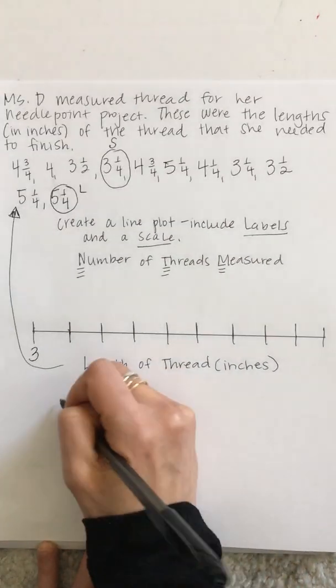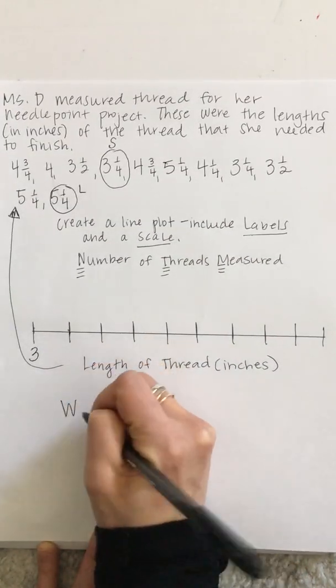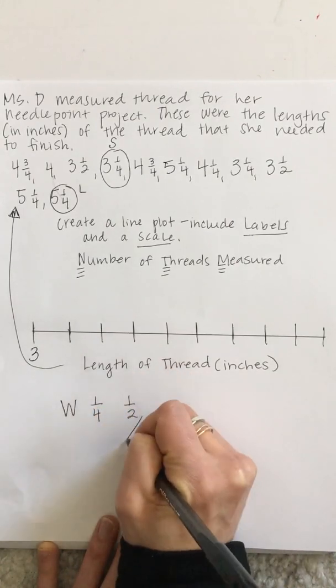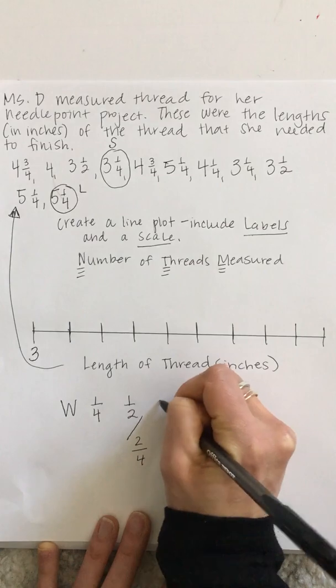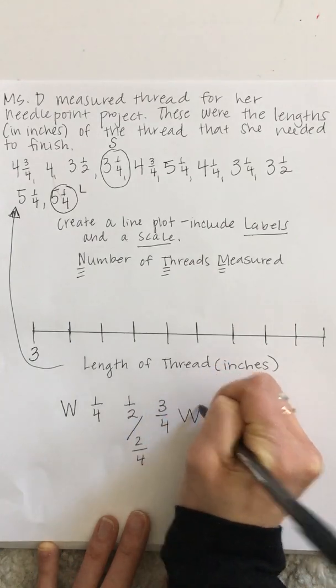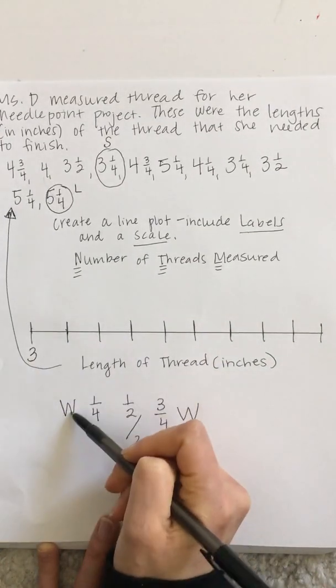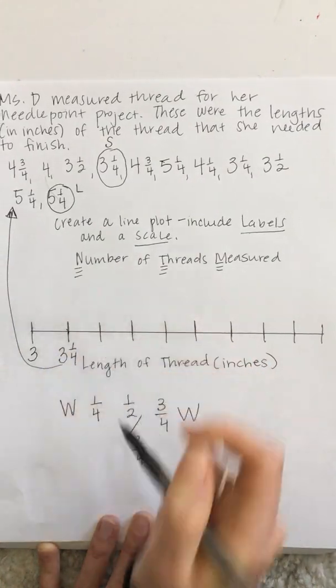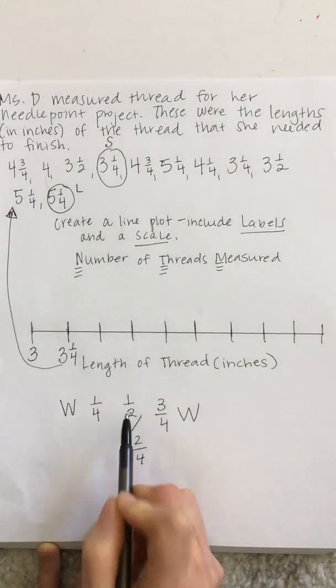And if I look down here, I always do my whole number, and then I go to 1/4, 1/2, which is the same as 2/4, 3/4, and then my next whole number. So I'm at a whole number, so what comes next? 3 1/4. What comes next? 3 1/2.